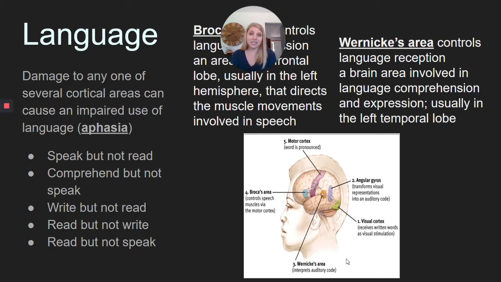That makes a lot of sense because what else do we know about the temporal lobe? Well, that's where my primary auditory cortex is located. That's where I hear stuff. And so you can see that this area of the brain meshes together with Wernicke's area in order to allow us to comprehend language.